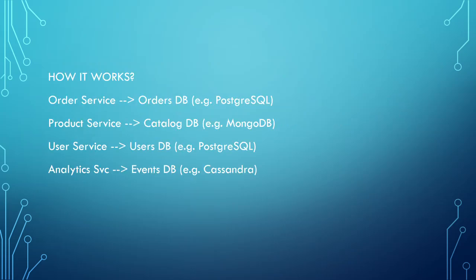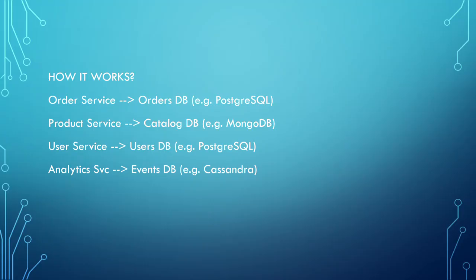How it works. Suppose we have order service, product service, user service, and analytic service. Order service will have its own DB called OrdersDB, which could be PostgreSQL. Product service can own a catalog DB, which could be MongoDB. User service gets a user DB, again PostgreSQL. Analytic service owns EventsDB, and as it deals with events, it can be any NoSQL like Cassandra or DynamoDB.